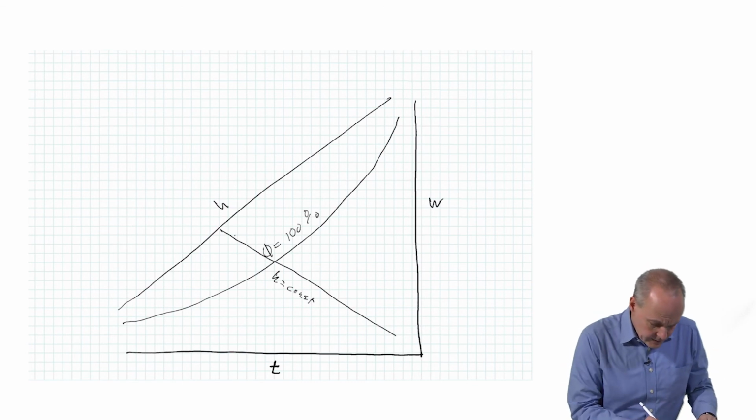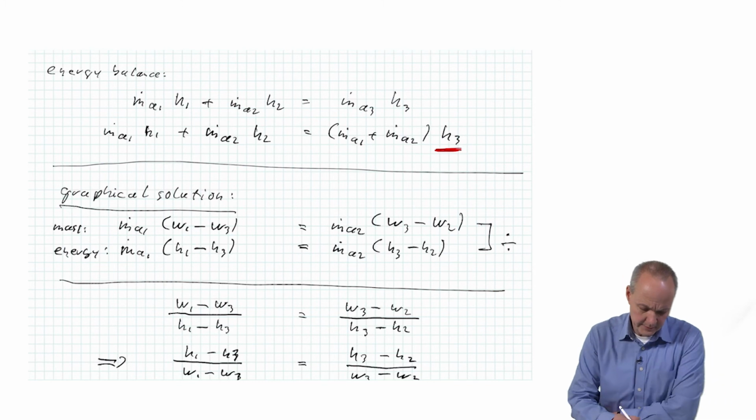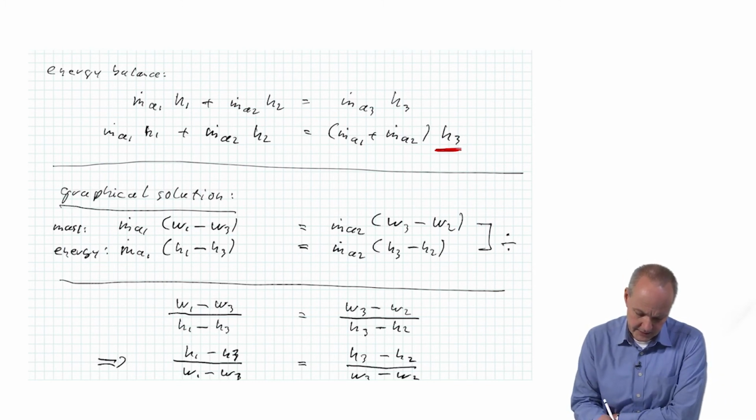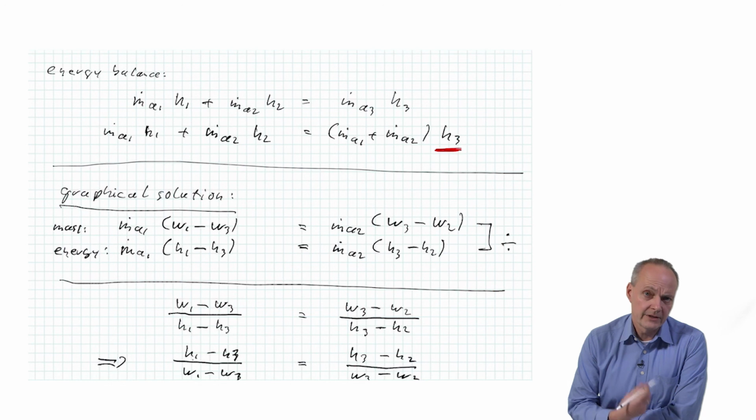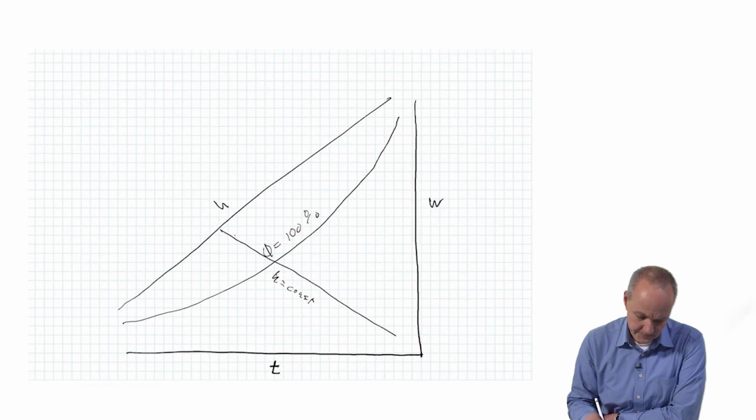And if we go back to what we learned here, this pretty much means that the line between states 2 and 3 has the same slope as the line between states 1 and 3, okay? And so that implies that all these three states lie on one line in the psychrometric chart, okay?